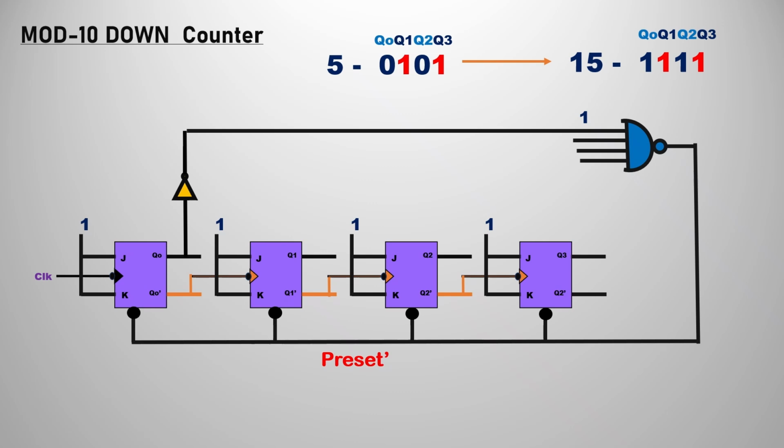Then how can we construct the MOD-10 down counter? This also has a couple of ways to do it. The first method is, as we saw in the up counter, the same thing that we are going to follow. So simple thing, that is 5. 5 means what? 0 1 0 1. The first one itself is 0, that is q0 is 0.